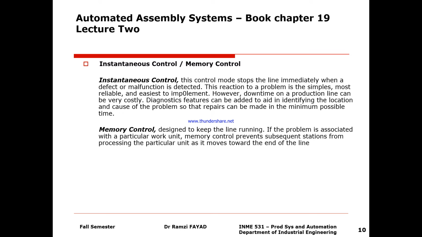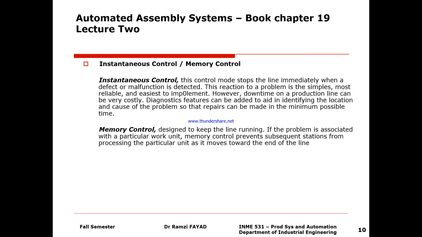What's the difference between instantaneous control and memory control? This control mode stops the line immediately when a defect or malfunction is detected. This reaction to a problem is the simplest, most reliable, and easiest to implement. However, downtime on a production line can be very costly. A diagnosis feature can be added to aid in identifying the location and cause of the problem.